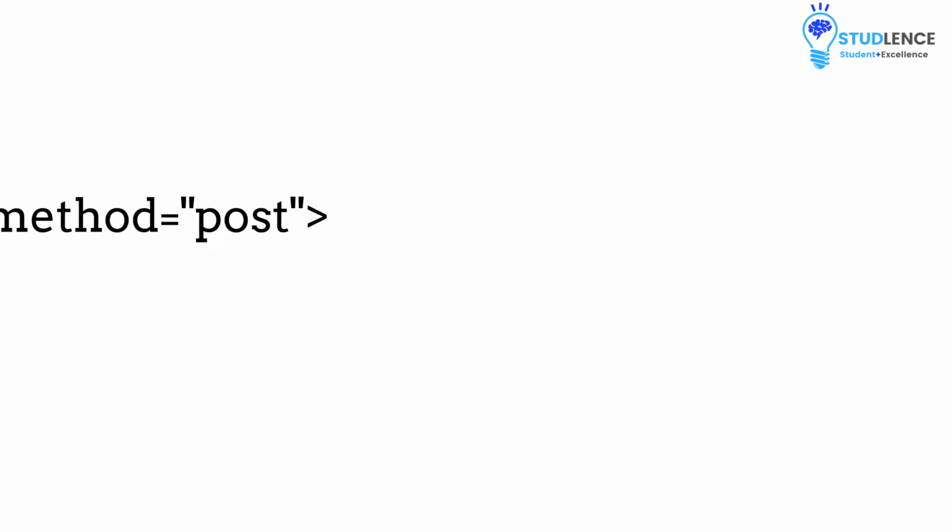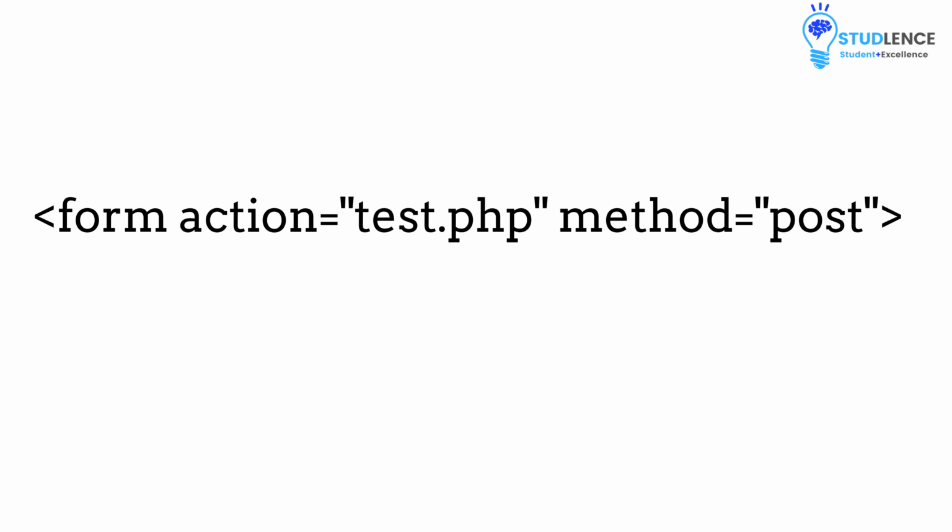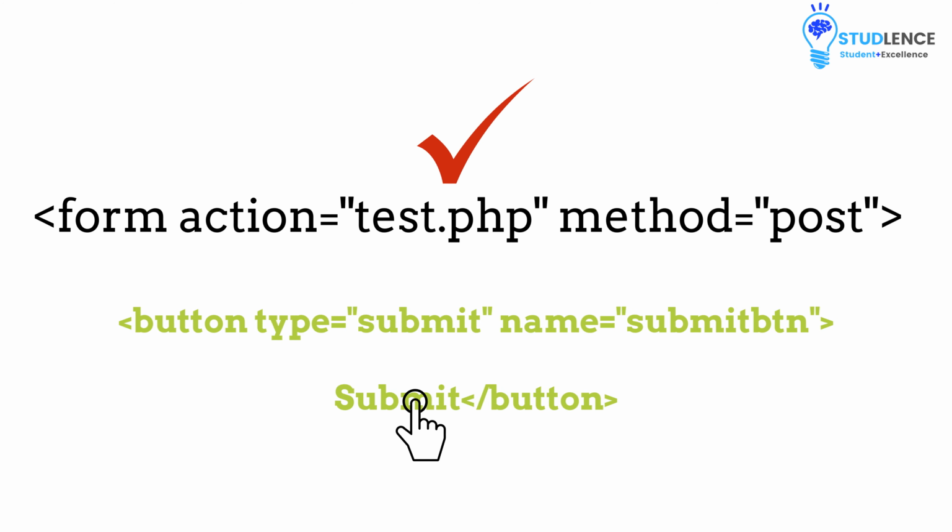As we can see on the screen, we have this action attribute. Here we have a file named test.php. It tells where the main execution of the code will happen whenever the submit button is clicked. So all the logic which is written inside this test.php will be executed.